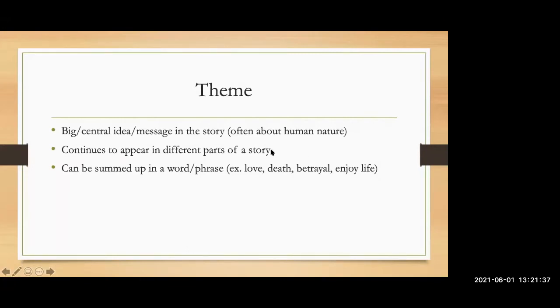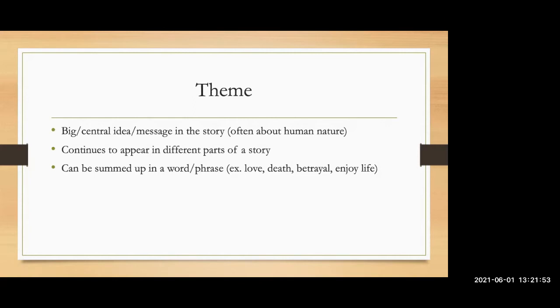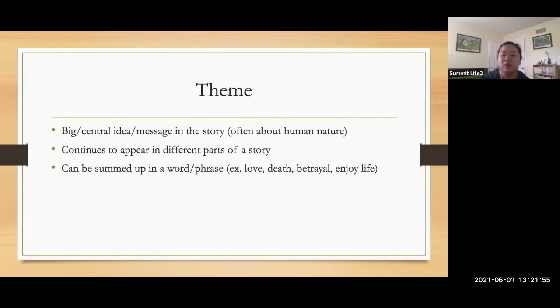A much shorter idea for theme is just the idea of the story. So like a central idea. Yeah. So do you guys remember the story The Giving Tree? Have you guys read that one before? Yes. So what do you think would be the central idea of The Giving Tree?